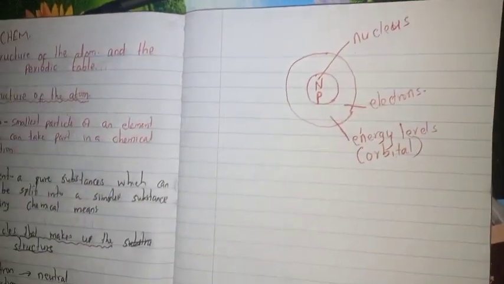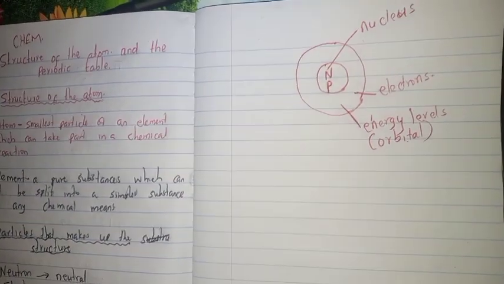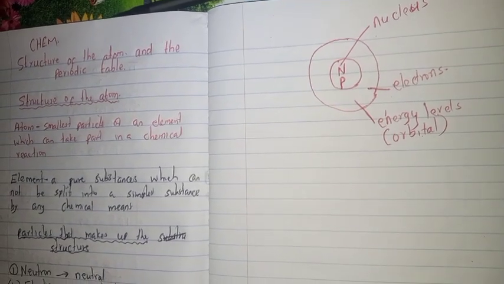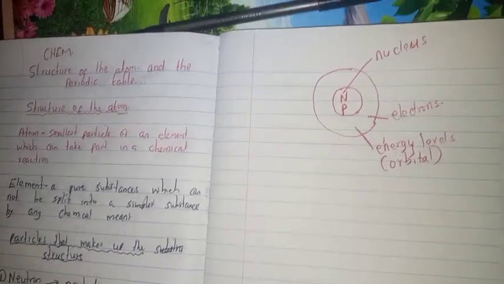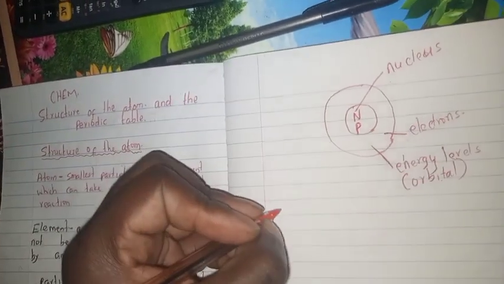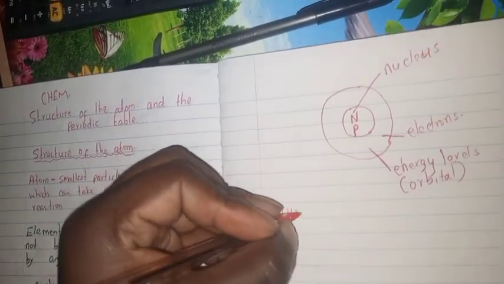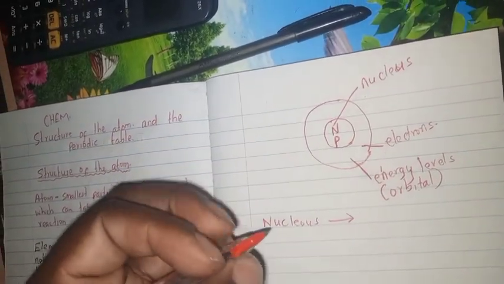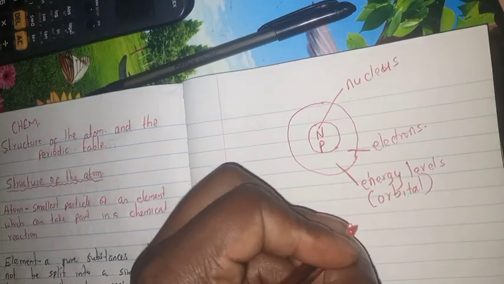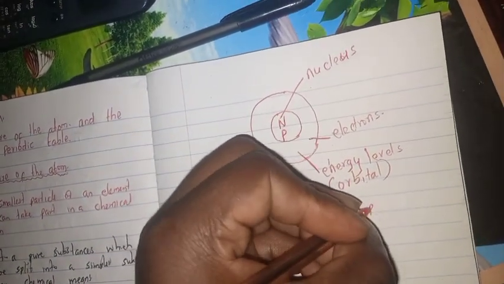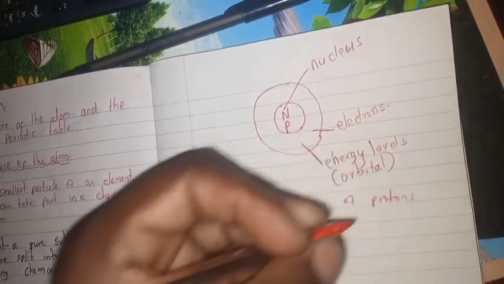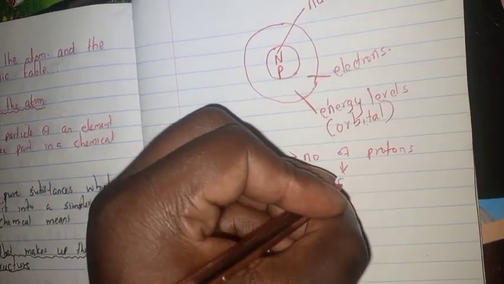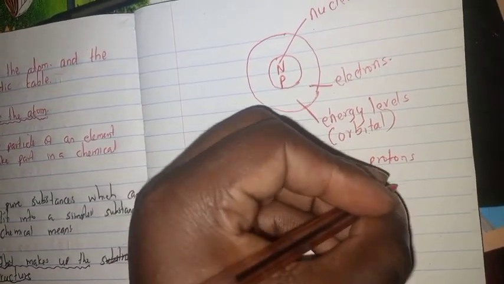Different elements have different numbers of electrons, and the number of electrons is always equal to the number of protons. Now in the nucleus, we have the number of protons, and we say that the number of protons in the nucleus of an atom is called the atomic number.